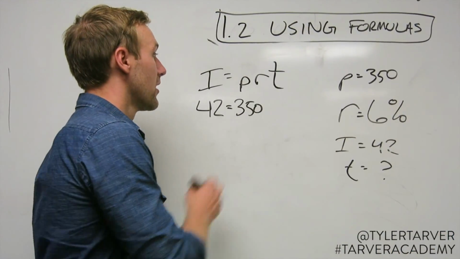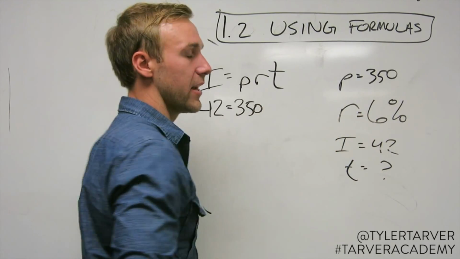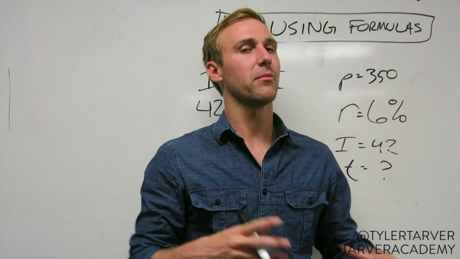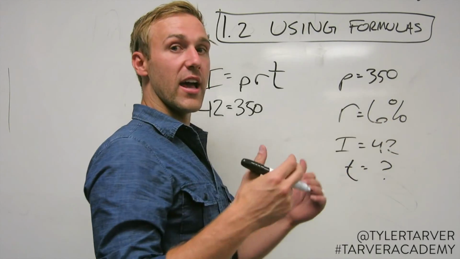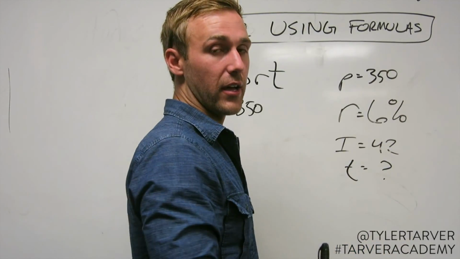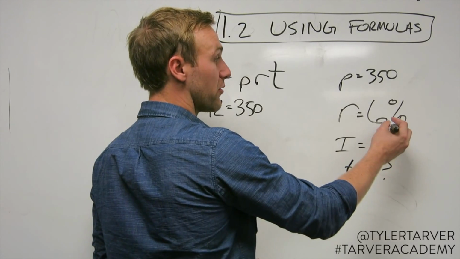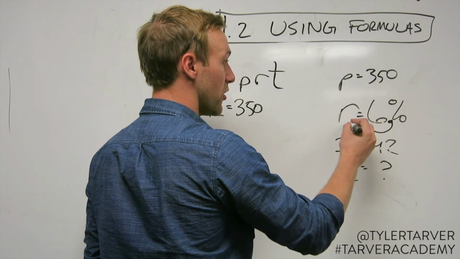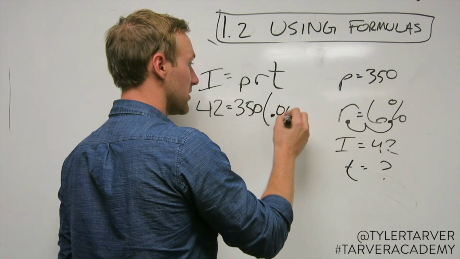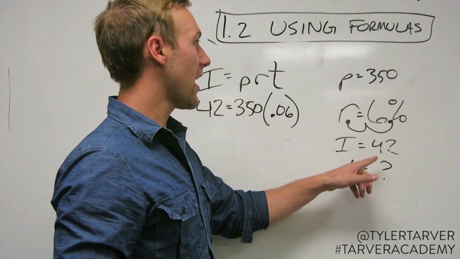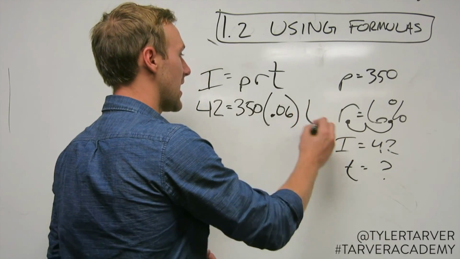Let's find out. Rate, 6%. Now, you don't want to put 6% in. This is probably the most complicated part. You want to turn that into a real number, a decimal. To do that, you move the decimal over twice. The decimal's right here. We go 1, 2. That would be 0.06. So we multiply that by 0.06. And then we multiply it by our time, which we don't know.